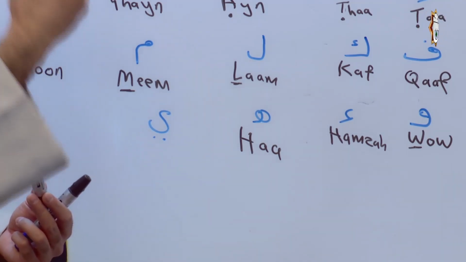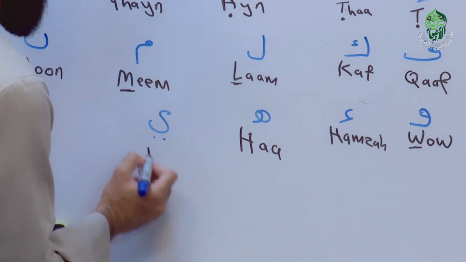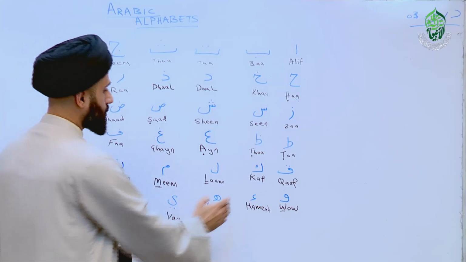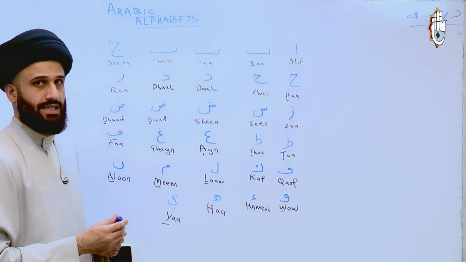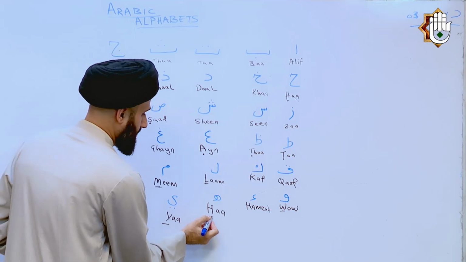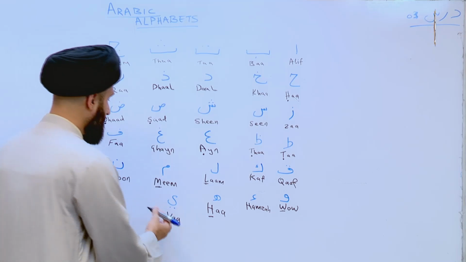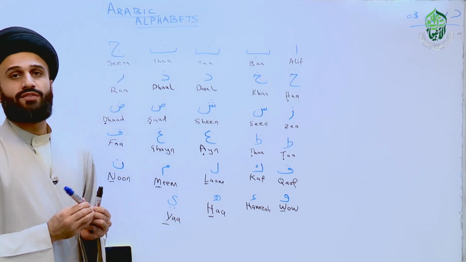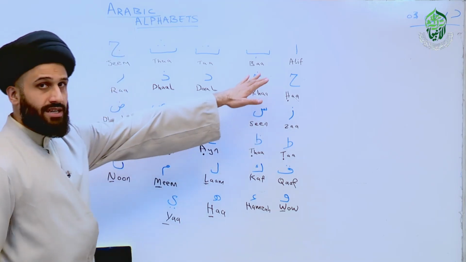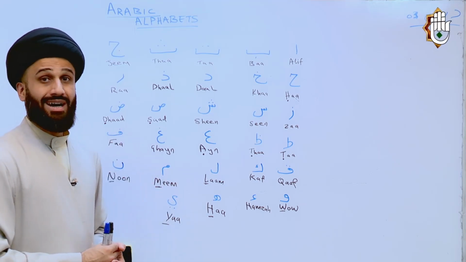Last but not least, Ya. Okay, Ya. So waw, we said it is similar to the W letter in English. Hamza, we said it's again similar to the A letter in English. Ha, we said it is the H equivalent to English. Ya is the Y equivalent to English. Hamza, Ya.